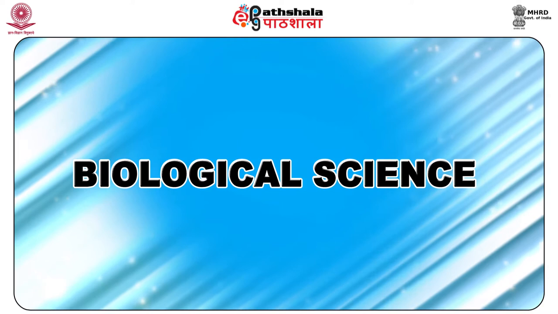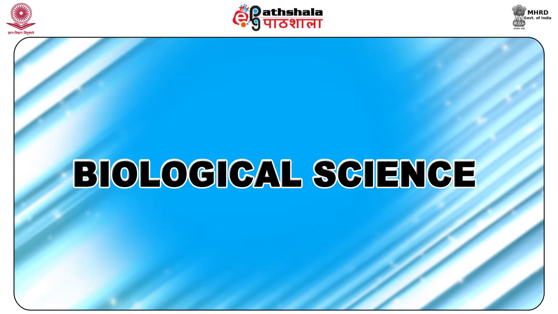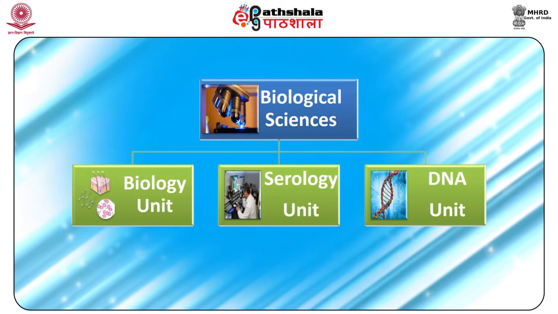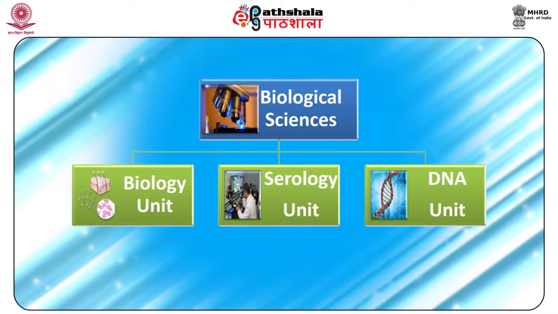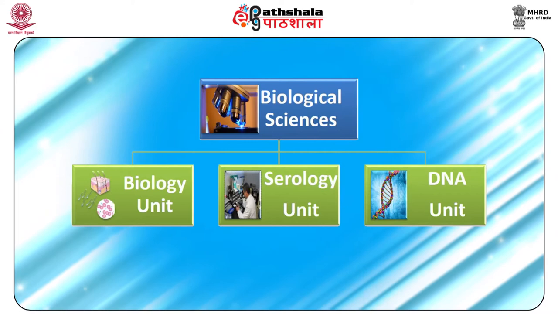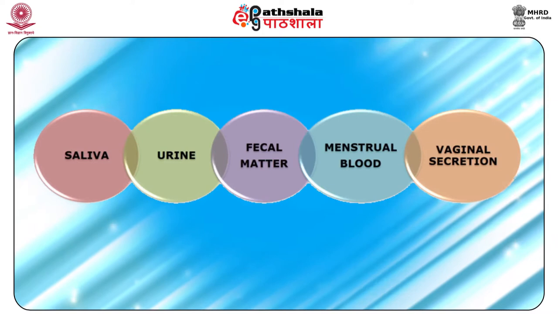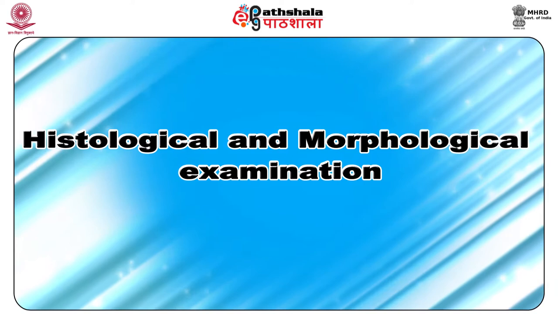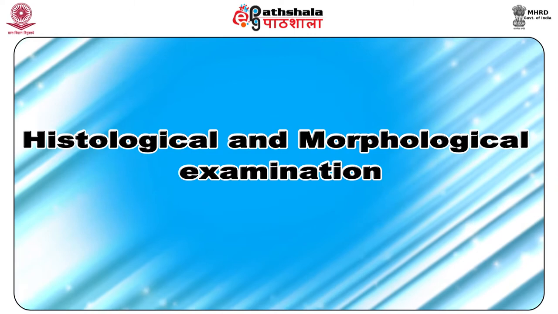Depending upon the nature of analysis and type of samples of biological sciences, this division can be divided into three units: biology unit, serology unit, and DNA unit. Biology unit. In this unit, all the biological evidences, including that of human, animal, and plants, are identified and compared. Examples include biological fluids like saliva, semen, sweat, urine, fecal matter, menstrual blood, and vaginal secretions, etc. Histological examinations of tissues of human or animal origin and morphological examination of hair, wool, and fibers are done here.